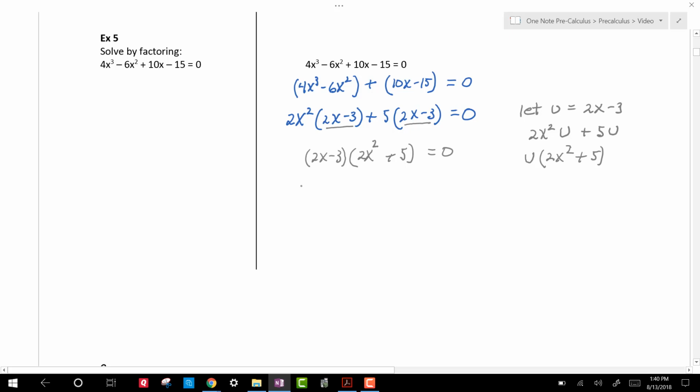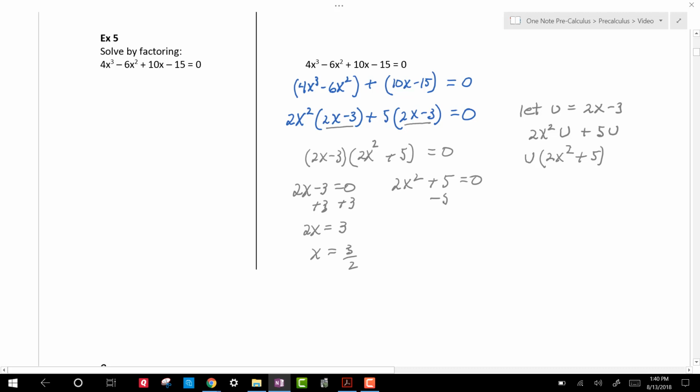All right. Set them both equal to 0. 2x minus 3 equal to 0. 2x squared plus 5 equal to 0. I'm going to go ahead and add 3 to both sides. We get 2x equals 3. So x equals 3 halves.